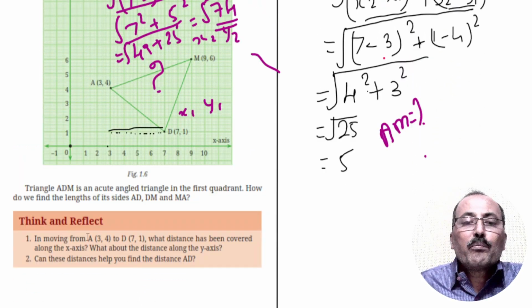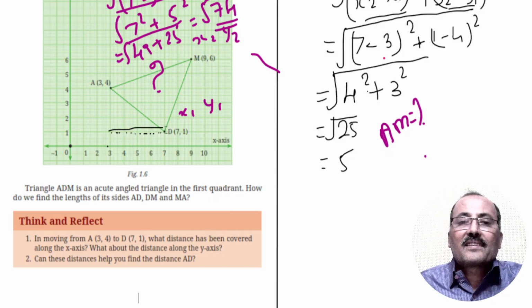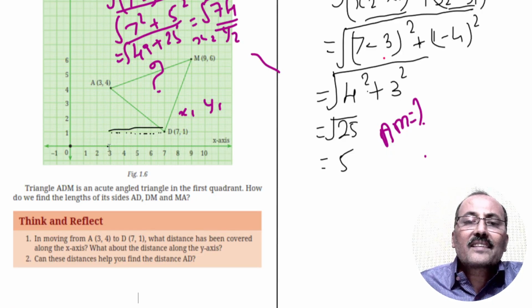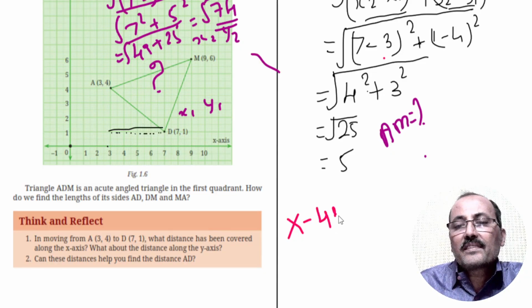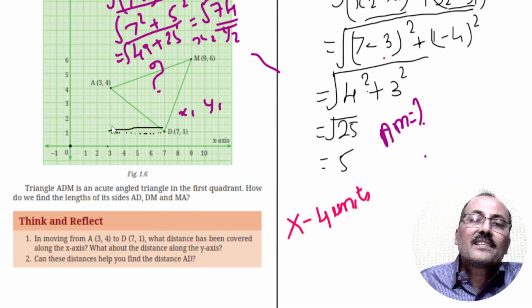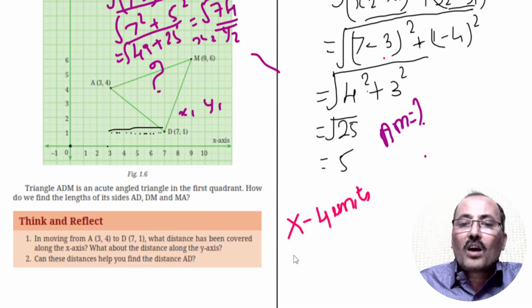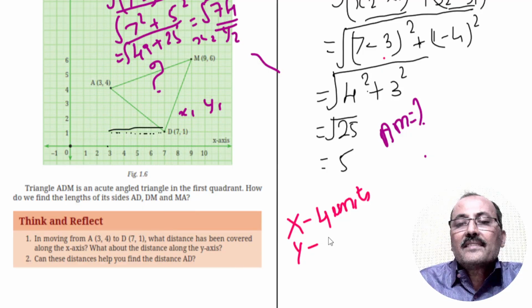In moving from A (3, 4) to D (7, 1), what distance has been covered along the x-axis? Along the x-axis, how much distance has it covered? Not from 0 to 7, but from 3 to 7. How many units is it? It covered 4 units along the x-axis. Then along the y-axis, it is 3 units, as we did here.